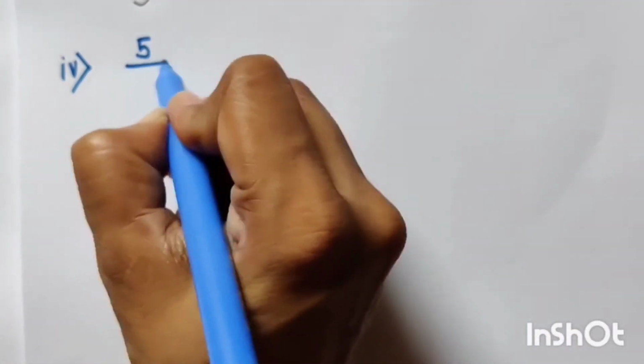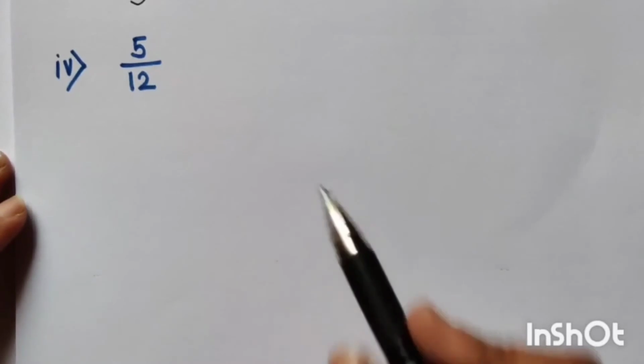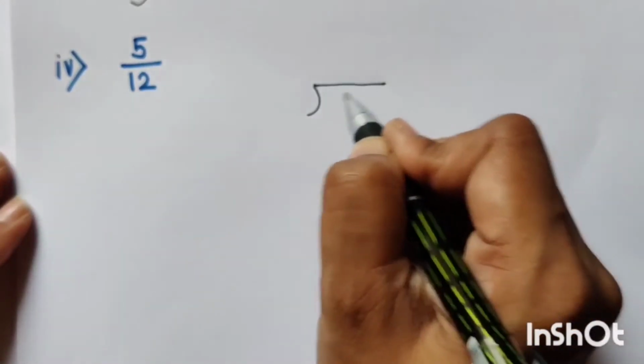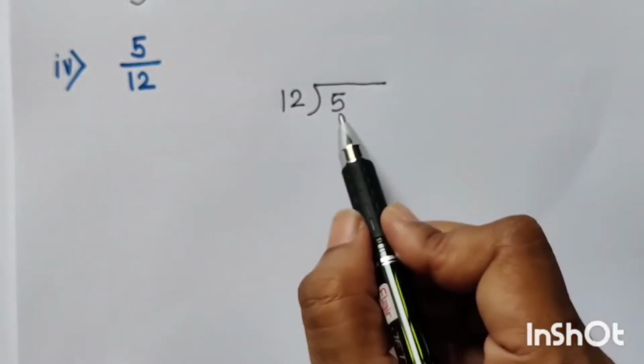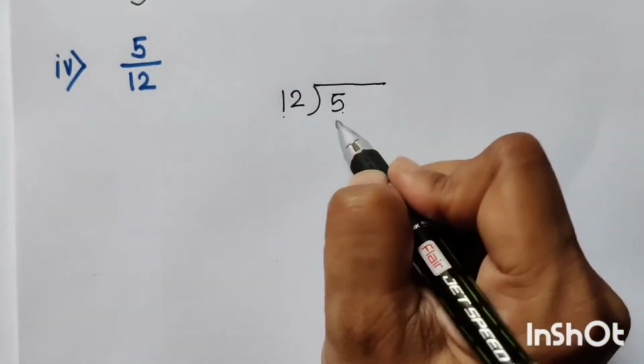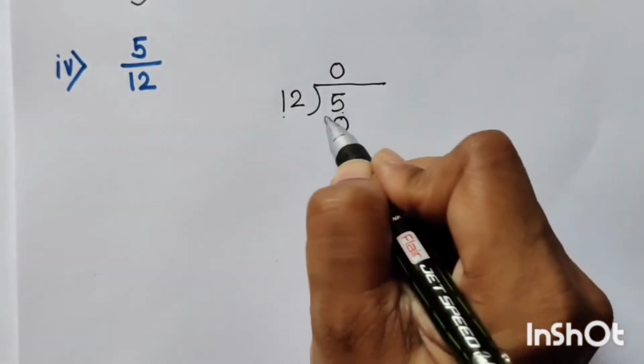Sum number 4. Fourth sum is 5 upon 12. That means 5 is in the numerator, 12 is in the denominator. So 5 we have to write in the dividend now, and 12 will be our divisor. Now our dividend is smaller than the divisor. So what do we do first? We write a 0. We put 0 in the quotient.